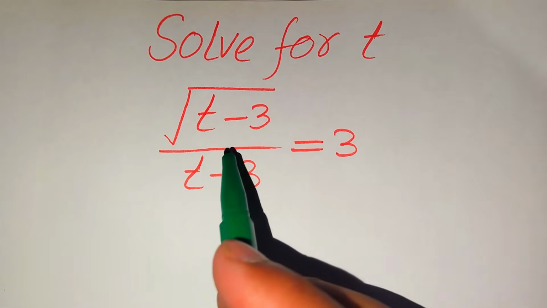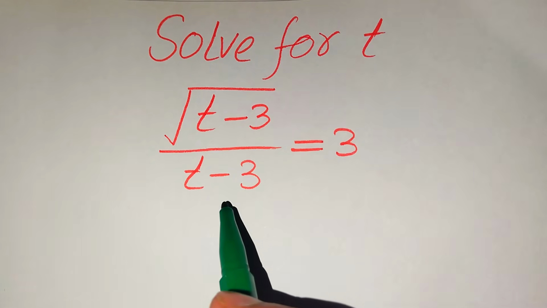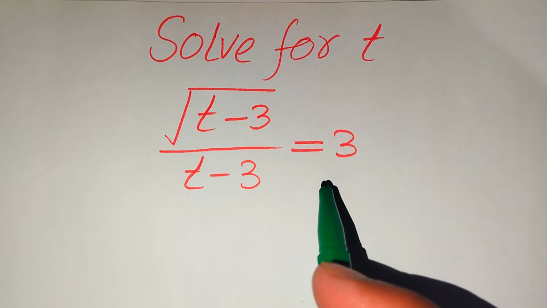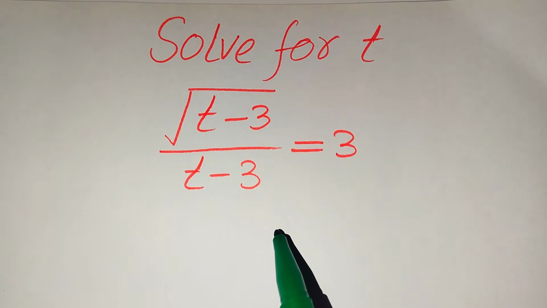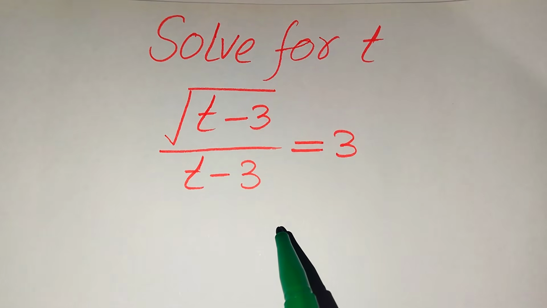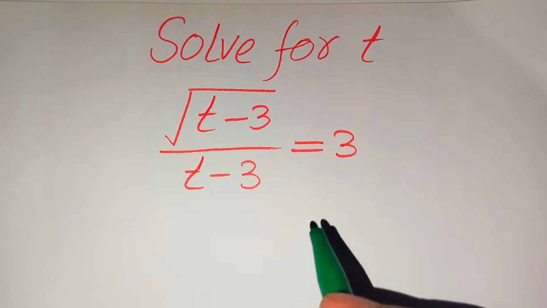So here we have (t minus 3) square root divided by (t minus 3) is equal to 3, and we solve this problem for all the values of t. First we need to find all the roots of this equation, and at the last we will verify which of the roots are solutions and which of the roots are extraneous roots. Further, we solve this problem by two methods.